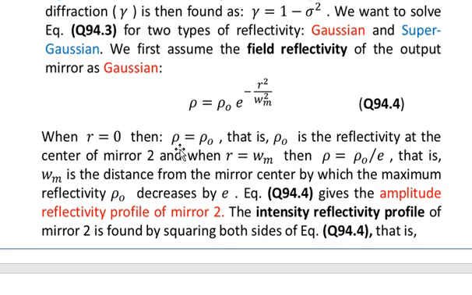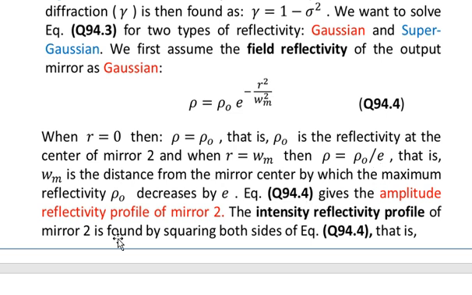If you set r is equal to 0, then rho becomes equal to rho naught. That is, rho naught is the reflectivity at the center of the mirror 2, because at the center of the mirror 2 r is equal to 0. But when r is equal to wm, then the reflectivity rho becomes equal to rho naught over e. So wm is the distance from the center of the mirror M2 by which the maximum reflectivity rho naught decreases by a factor of e.